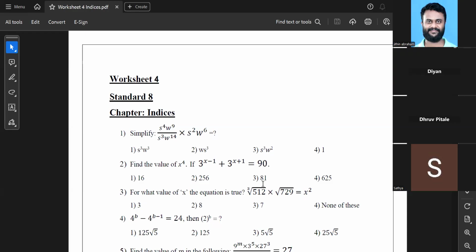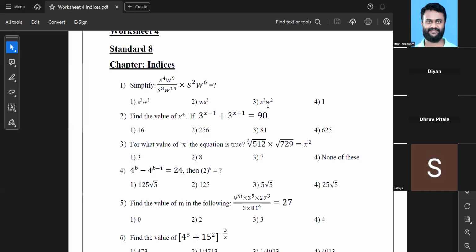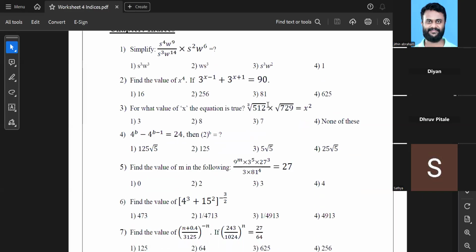As you know, in the previous class we had completed the explanation part of indices, and we solved a few examples. The remaining problems I had asked you to solve as homework, right? So right now we are going to proceed further by solving a worksheet.